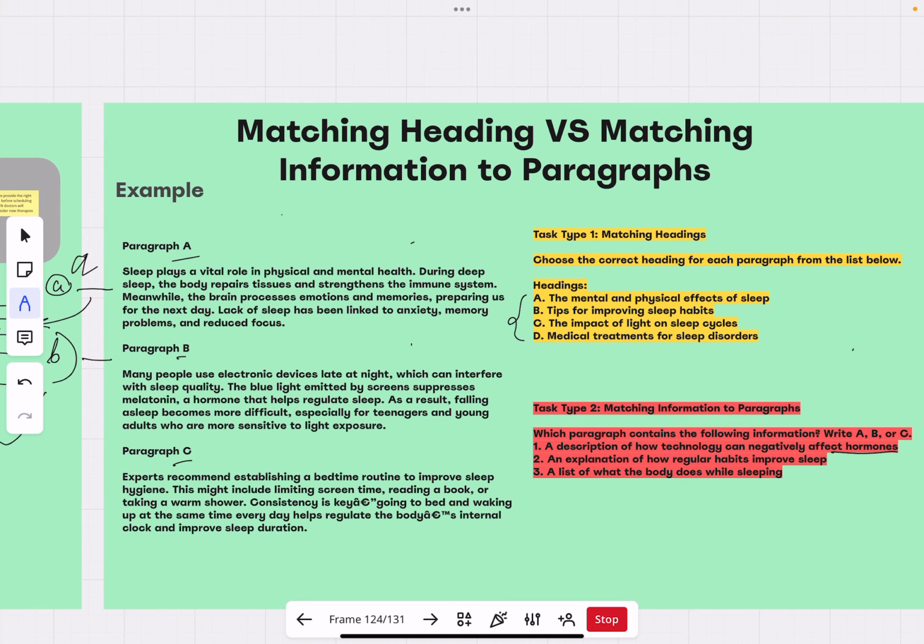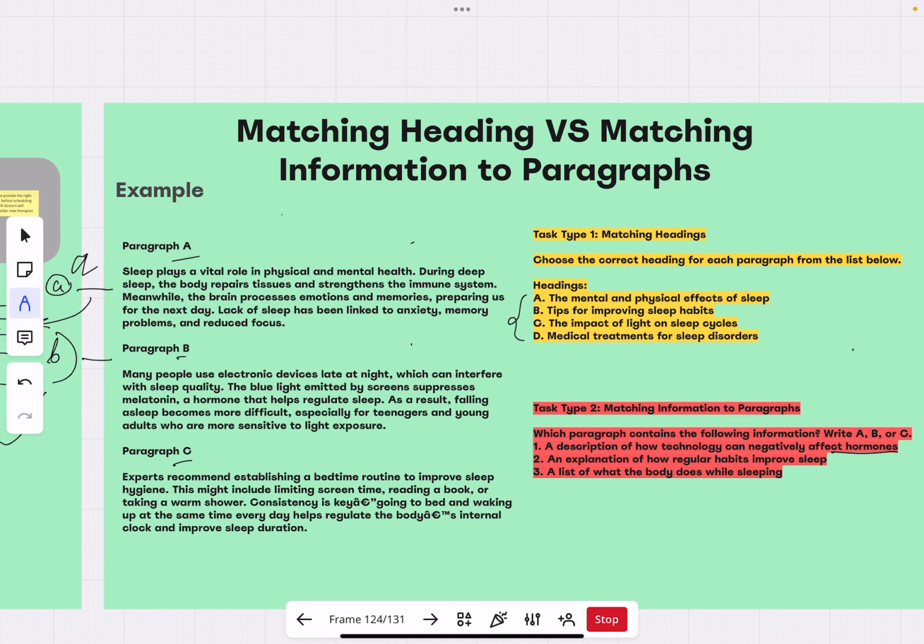A. Sleep plays a vital role in physical and mental health. During deep sleep, the body repairs tissues and strengthens the immune system. Meanwhile, the brain processes emotions and memories, preparing us for the next day. Lack of sleep has been linked to anxiety, memory problems, and reduced focus.